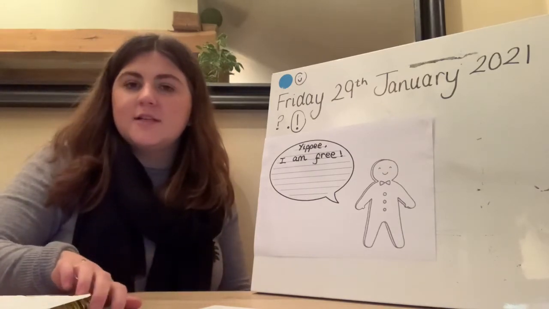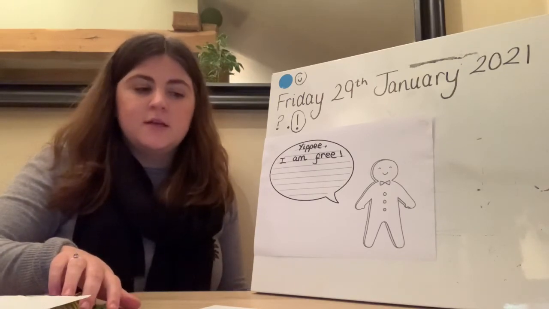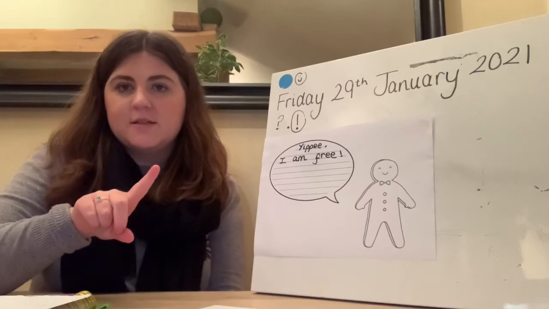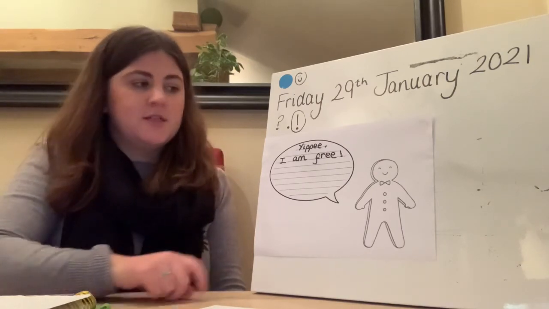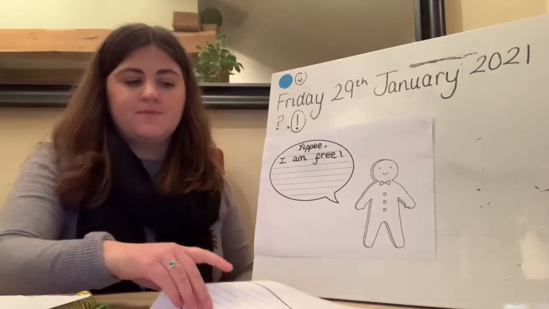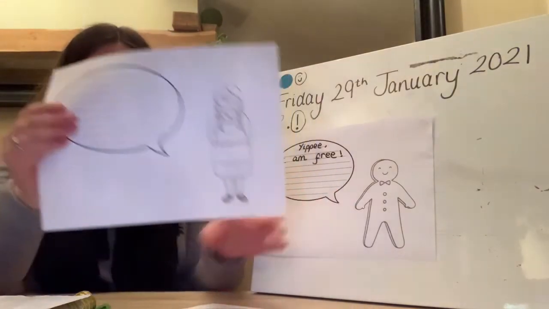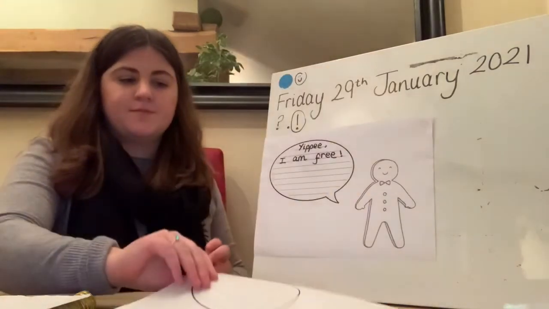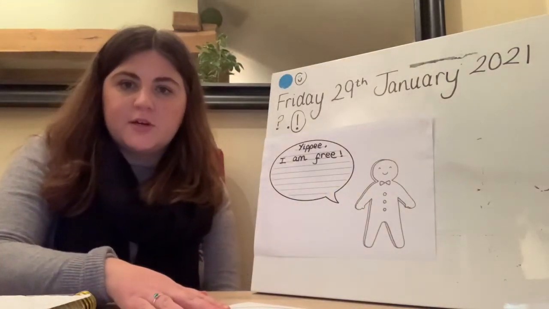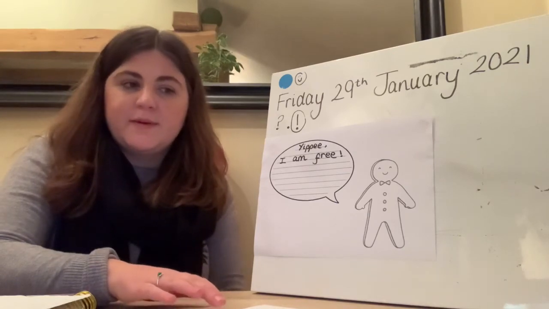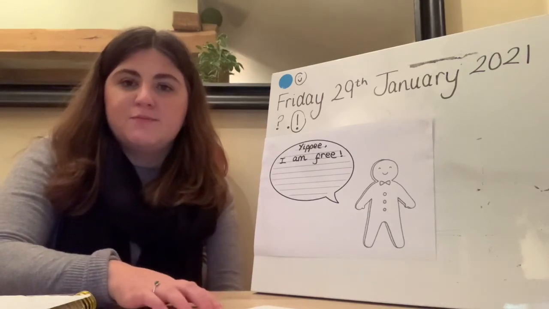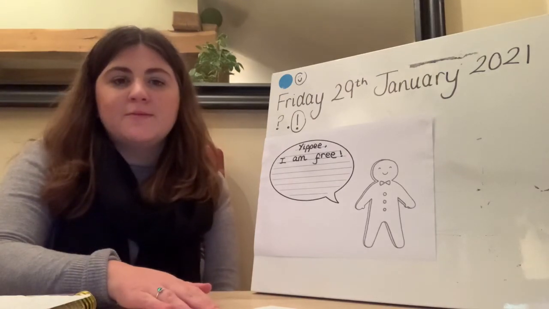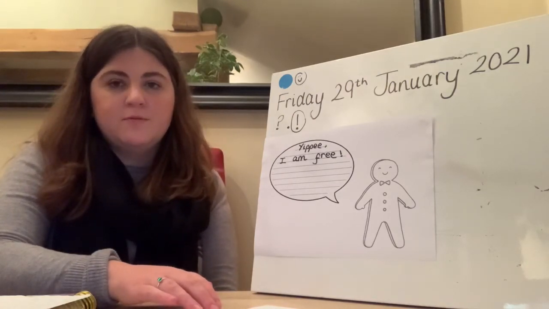Now, your task today, your job today, okay, is I would like you to write one sentence for each of the characters. One for the gingerbread man, one for the little old woman, and one for the fox. If you don't have these printed off, you can write it on a piece of paper and draw a speech bubble around it. That is fine. Remember, you don't need to use your speech marks because we know it is a speech bubble.